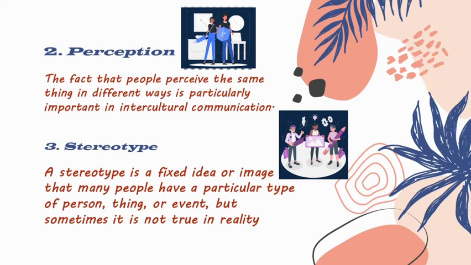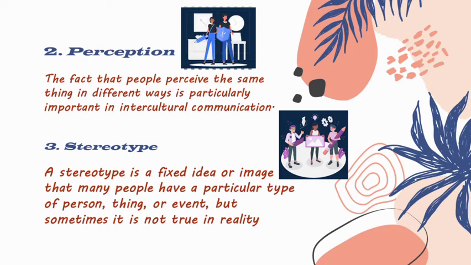Okay guys, now I would like to explain about 2. Perception. The fact that people perceive the same thing in different ways is particularly important in intercultural communication. And the way we perceive is culturally determined, and the general lack of awareness of this is another barrier to intercultural communication. Next, 3. Stereotype.